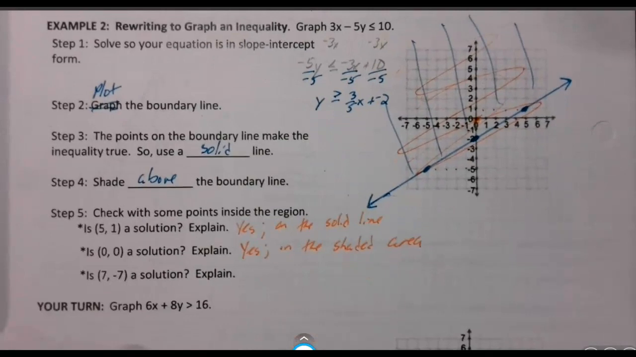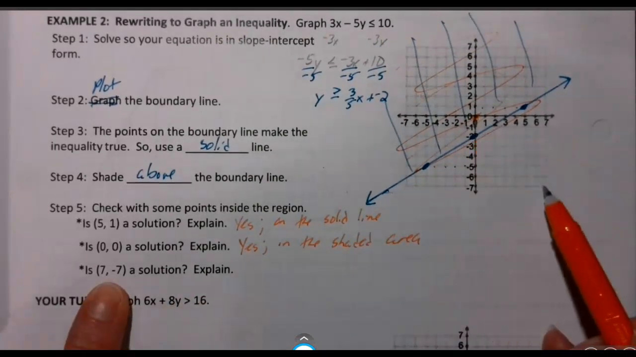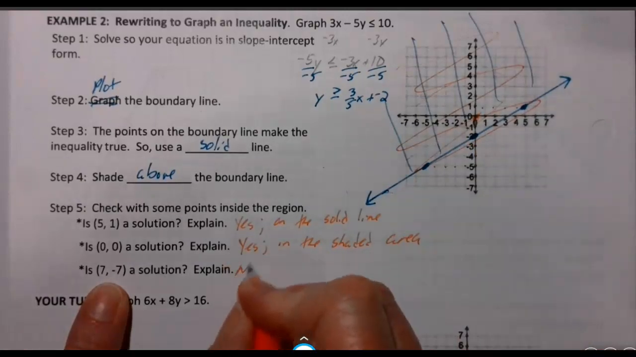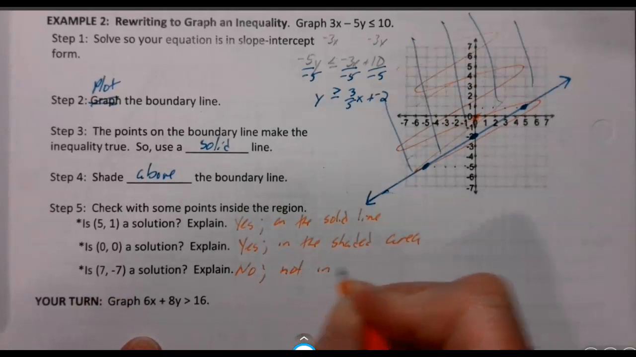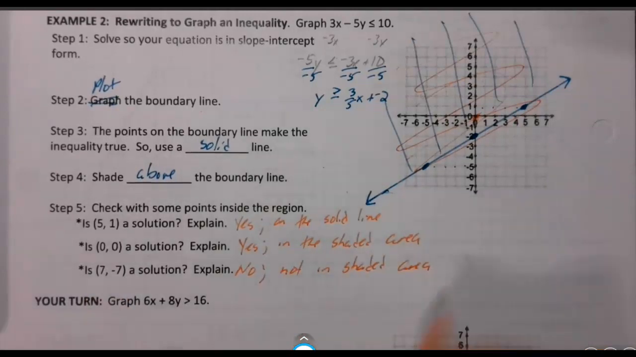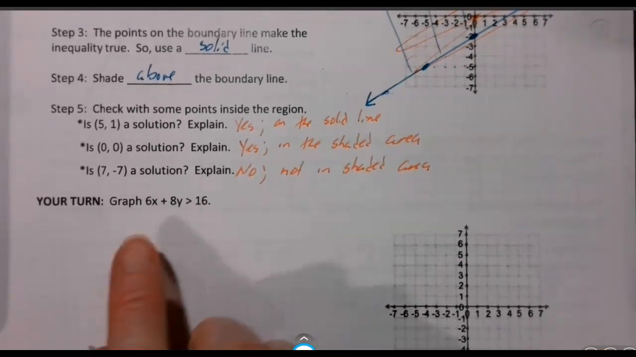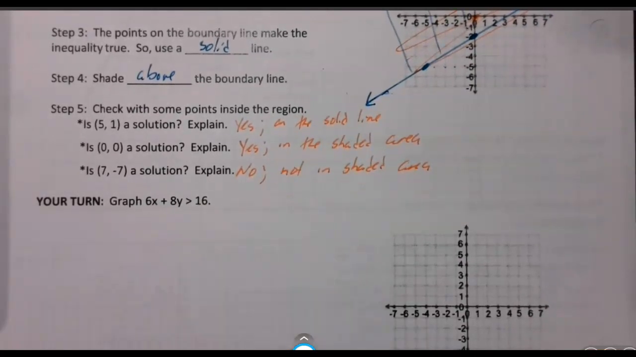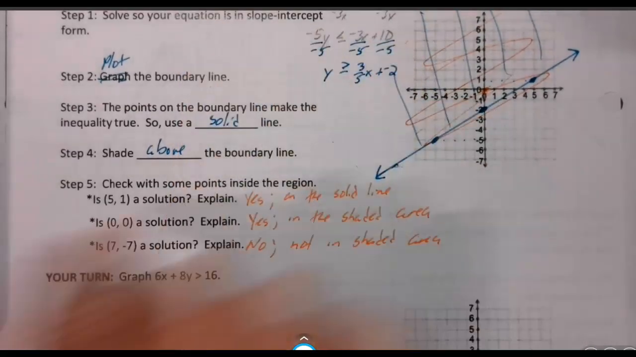Okay, 7, negative 7. You can probably guess it's not going to be because that's the way they usually do it. 7, negative 7. Way down here. Nope. Not in shaded area. Okay, so you're going to do this next one. You're going to pause your video and try it. Okay, it's going to follow this. So just kind of follow these steps.